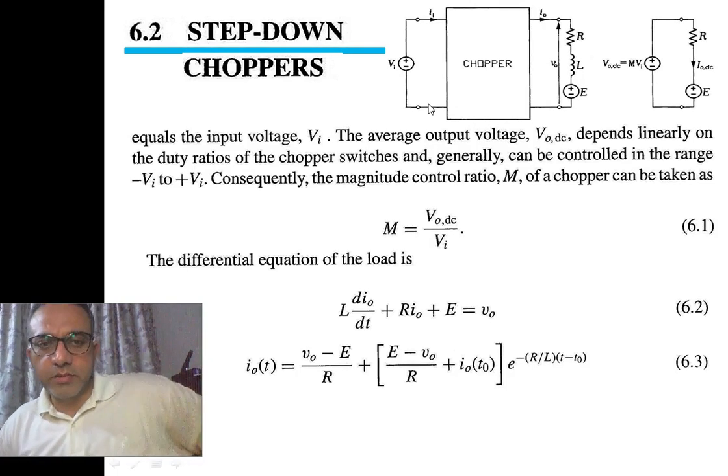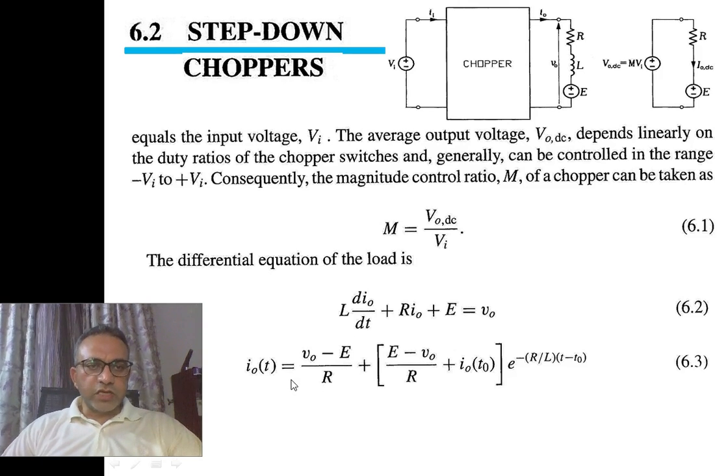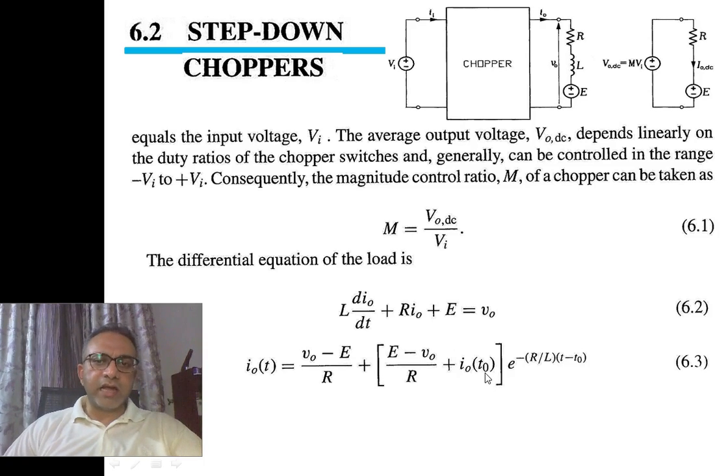Now this equation 6.3 is very interesting. Let us understand what equation 6.3 is saying. It is telling us the general wave shape, what wave shape we should expect just by viewing the equation. In equation 6.3, there is V out minus back EMF divided by R, which is a constant number, plus back EMF minus V out over R, again a constant term, plus I out at previous time t naught, multiplied by an exponential function.